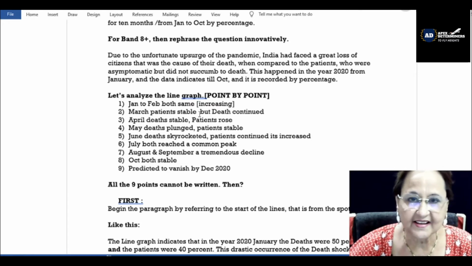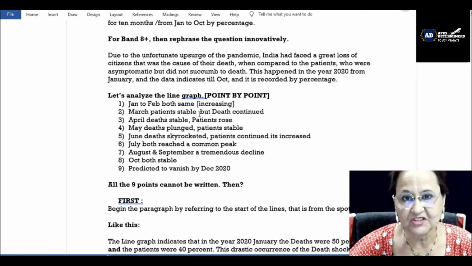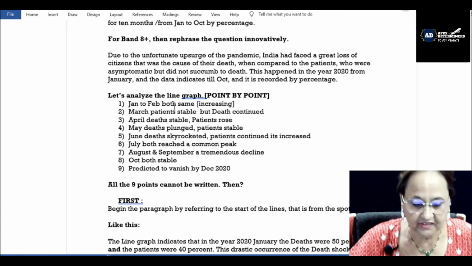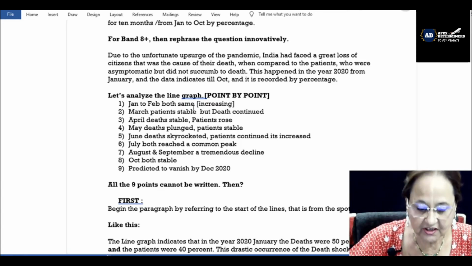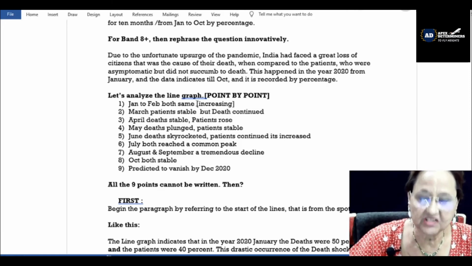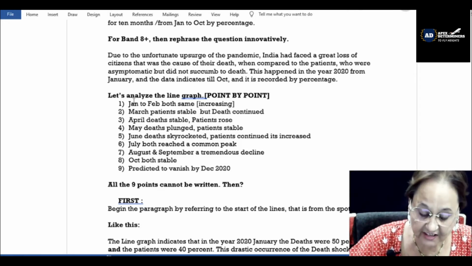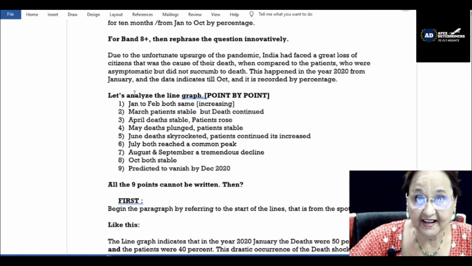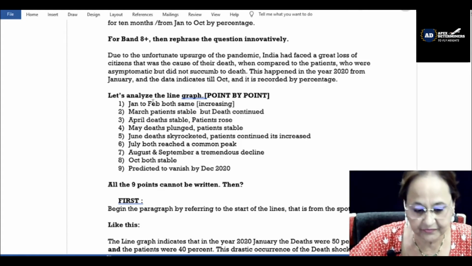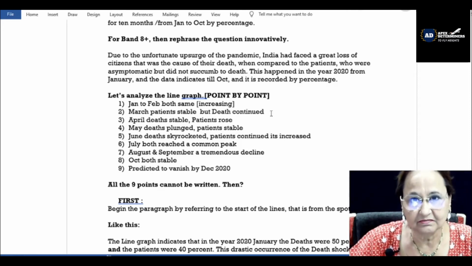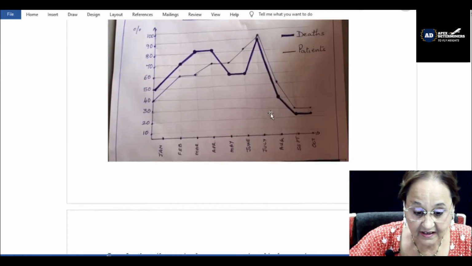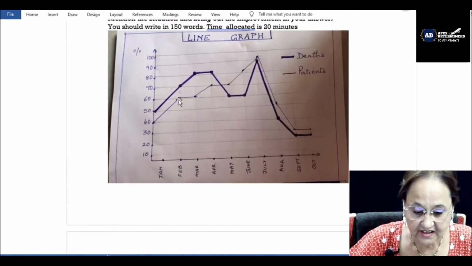Now, after you have done that, you must analyze the graph point by point. And this is what we're doing. Jan to Feb, both the count, the percentage is same. Same in what manner? That means January, what is it? 40 and 50. And same means both were increasing till February. March, patients stable, but death continued. Look at the graph. March, this is March, stable, but deaths continued.